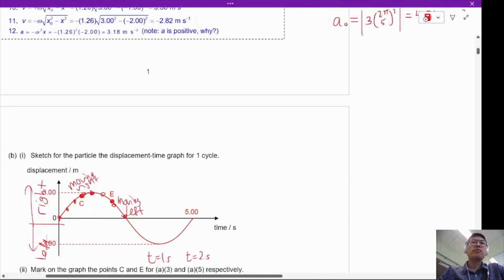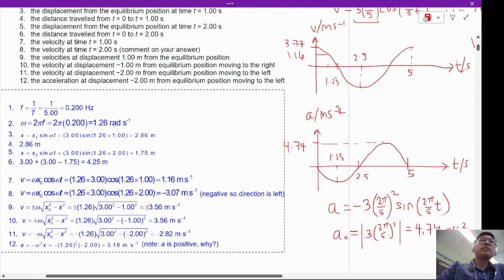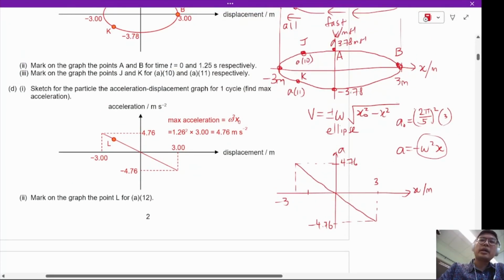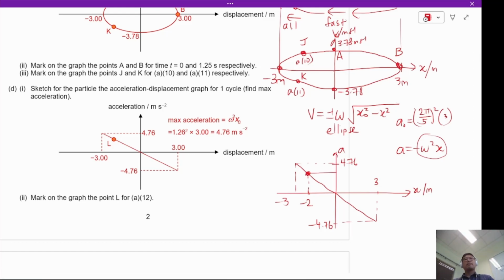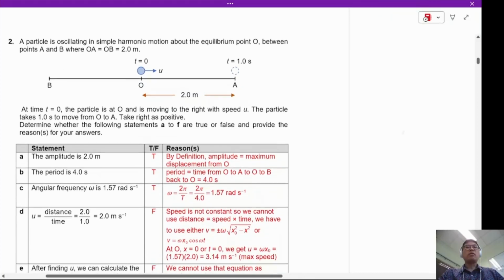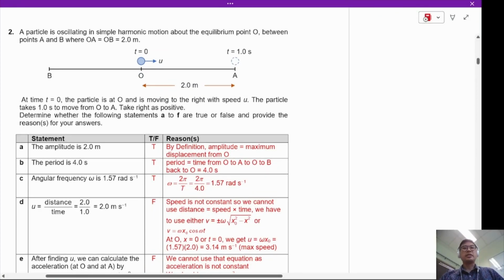For A12, right, the acceleration at displacement negative 2 meters from equilibrium position and moving to the left. So first we put down a negative 2 meters displacement, then we can find the acceleration on the point here. Okay, you can see that when the displacement is negative, the acceleration is positive over here. So that means the acceleration will be towards the right. That's all for question 1D.